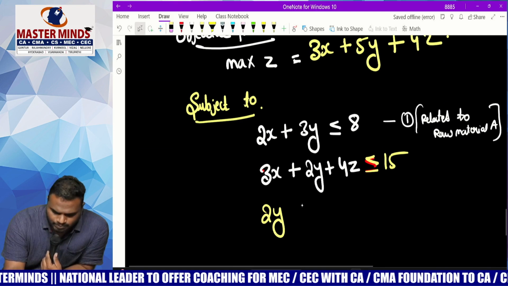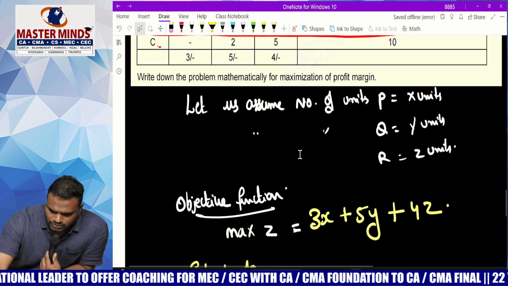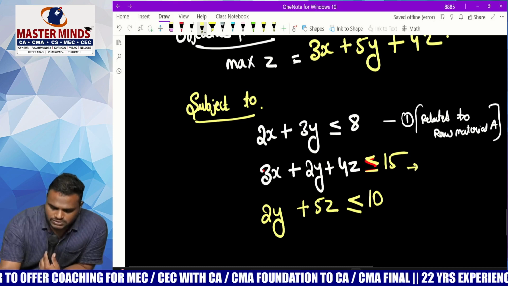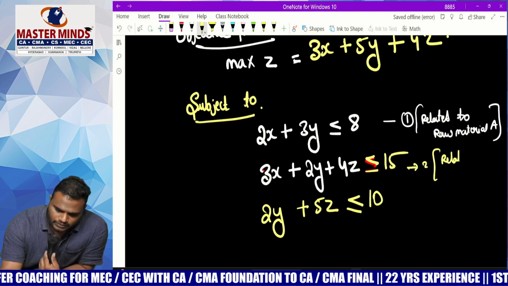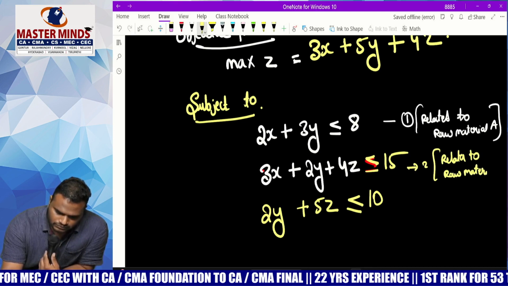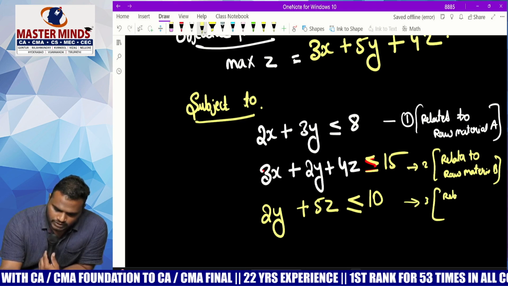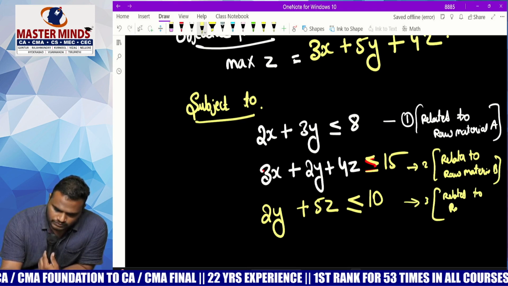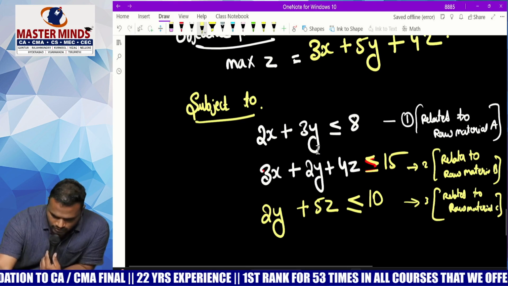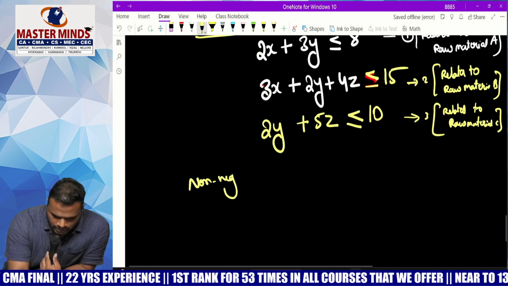2y plus 5z less than or equal to 10. This is relating to the raw material B. This is related to raw material C. Now what is the last set of equations? Non-negativity function.